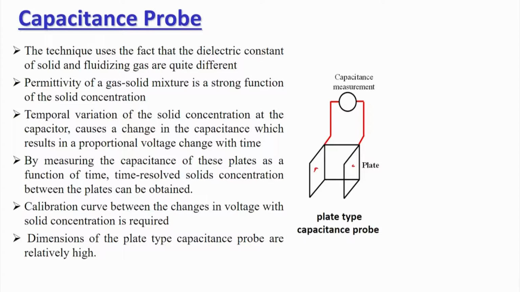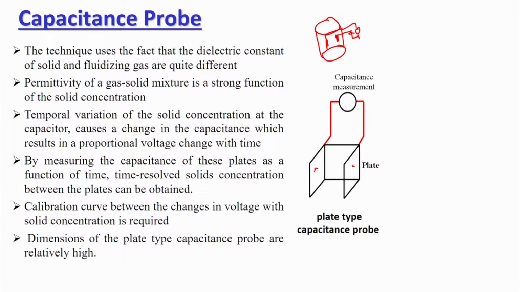So we insert these two plates inside the flow. Suppose this is my system of interest. We insert these two plates, and they are connected to a measurement device which measures the capacitance, or the voltage. We know that different materials have different dielectric constants, and because of the different dielectric constants their capacitance properties will be different.